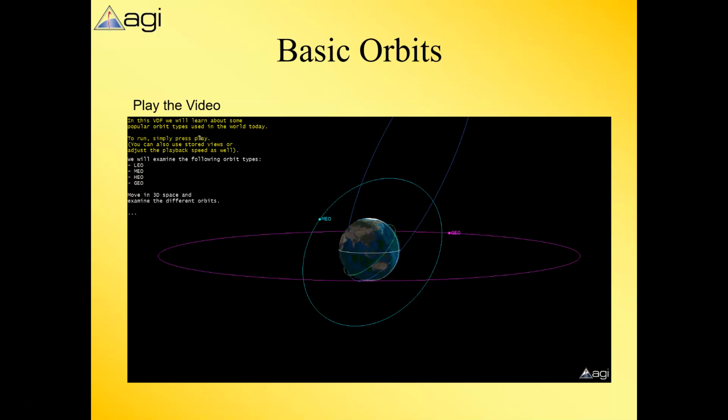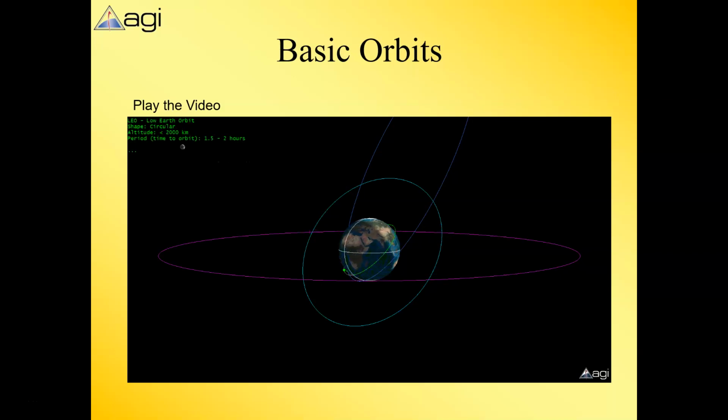So there's LEO, which stands for low Earth orbit. You'll need to know that. MEO is medium Earth orbit. HEO is high Earth orbit. And then GEO is basically a geosynchronous orbit. This is a little bit longer video, and it takes a segment and focuses on each of these. So here you can see the green dot, which represents low Earth orbit, and the different kinds of low Earth orbits.